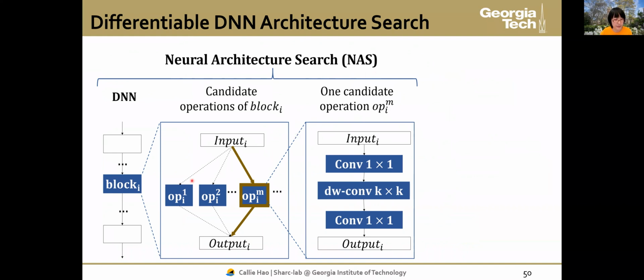So how does it work? Very briefly, we have a DNN, we have a couple of blocks, and then for each block, we have a couple of candidates, and each candidate looks different. So our goal is to choose one candidate from this pool, right? But now you see, this is a discrete solution space. How can we solve this discrete solution space using continuous optimization?